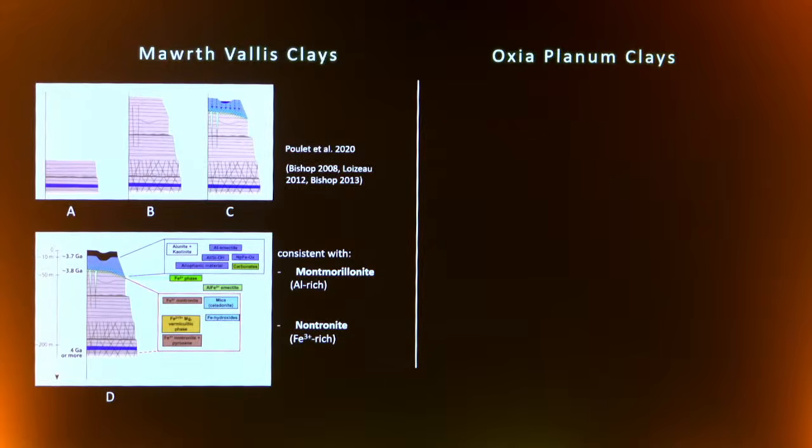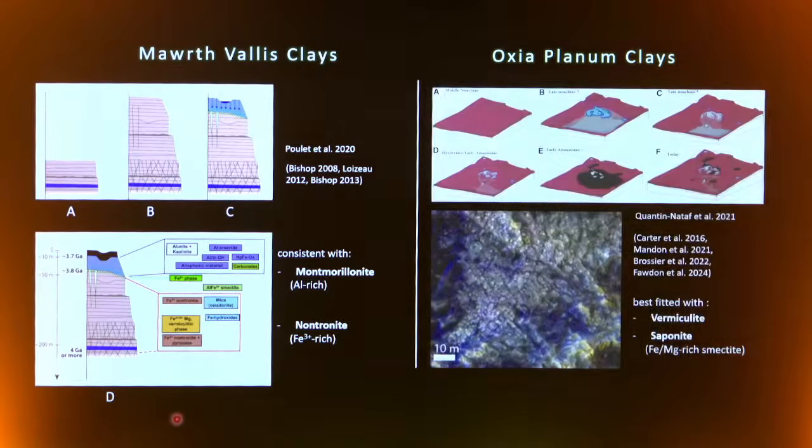So the basal clay sequence is the one I'm interested in at Mawrth Vallis. And for Oxia Planum, we have this widespread iron-magnesium deposit, which is this red layer that drapes all the topography, and it's mostly consistent with vermiculite and saponite, so Fe2+ magnesium-rich smectites. There's also a later aqueous history with the delta catchment, but I'm not focusing on this part of the clay sequence.